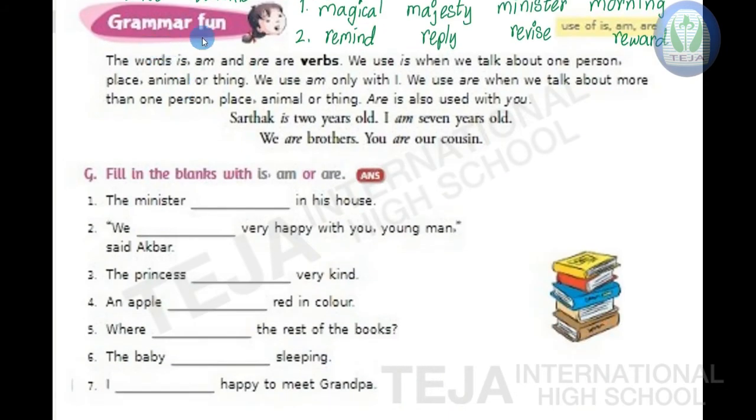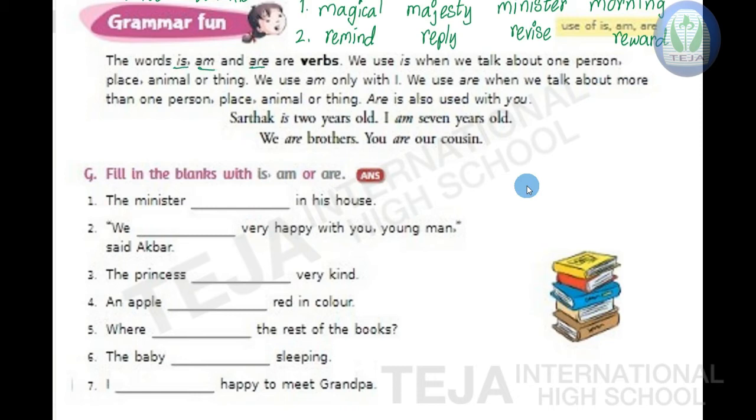Now next, grammar fun. In grammar fun, today we are going to learn the use of is, am, are. The words is, am and are are verbs. We use is when we talk about one person, place, animal or thing. We use am only with I. We use are when we talk about more than one person, place, animal or thing. Are is also used with you, Y-O-U.